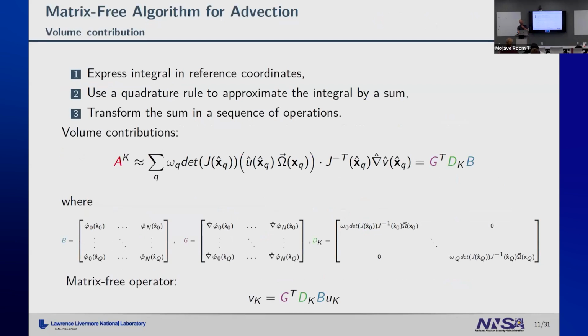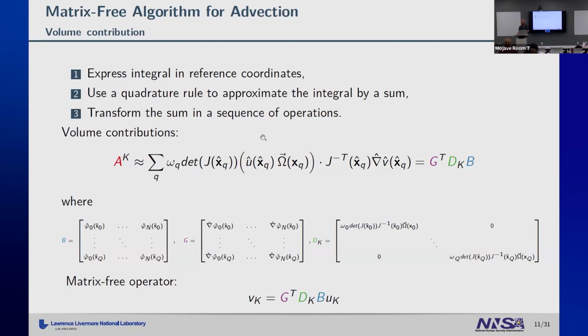I'm going to go very quickly because we saw this a lot: how you derive this matrix-free approach, and this is all the seed work. Here it's for a discontinuous Galerkin approach, so it's slightly different. For the volume term, it's actually simpler. But the three steps are always the same. You express the integral, the weak form, in reference coordinates. Then you use a quadrature rule to approximate your integral, and then you transform the sum that you have here into a sequence of operations.